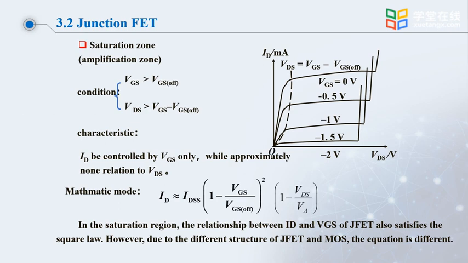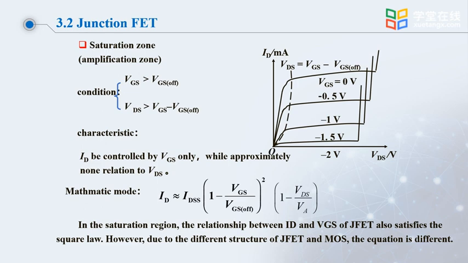For the junction FET, the relationship between drain current ID and gate-source voltage is as shown in the PowerPoint. ID equals approximately IDSS times (1 minus VGS over VGS(off)) squared, multiplied by (1 plus VDS over VA). Here VA describes the channel length modulation effect, the so-called Early voltage.